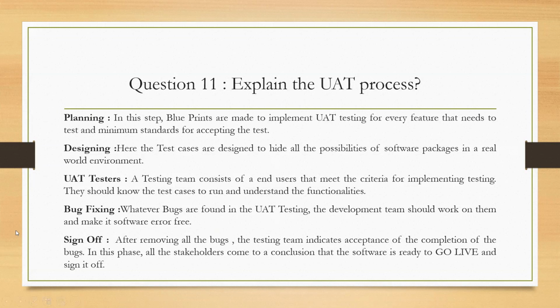Okay. Then once all the bugs are fixed regarding this particular application, you would take a sign-off. So after removing all the bugs, the testing team indicates acceptance of the completion of the bug fixes. All the stakeholders come to a conclusion that the software is ready to go live. Once this application is error free, we take a final approval and it is ready to go live. We can start using this; it can be deployed. Okay. This is about your UAT process.